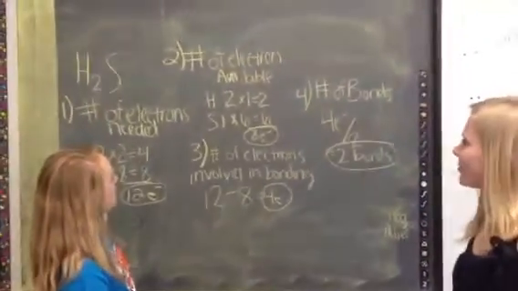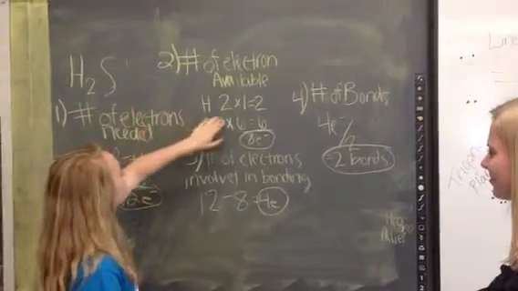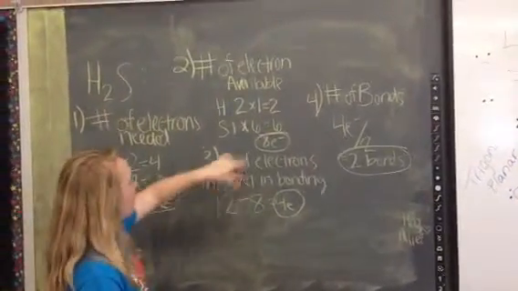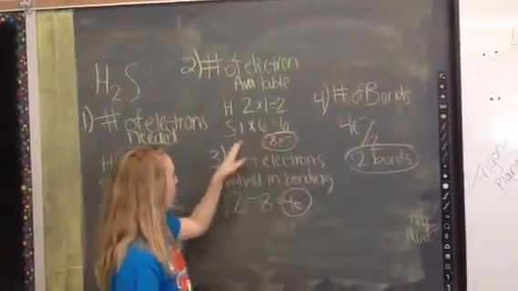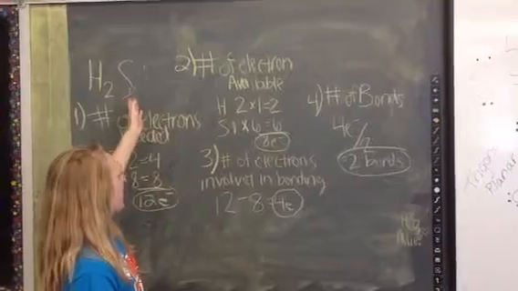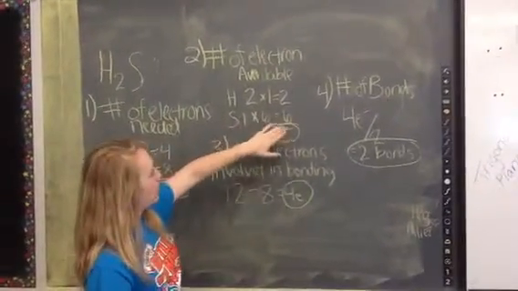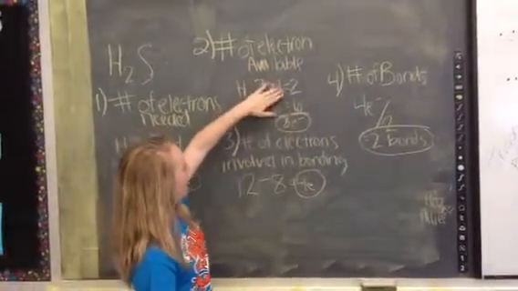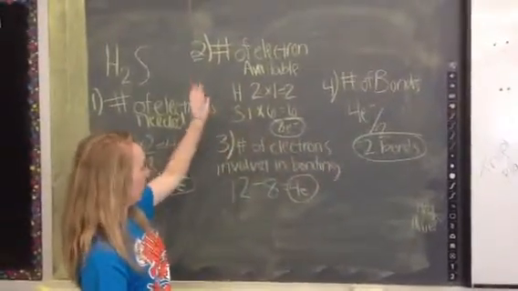The second step, you find the number of electrons available. Once again, you have 2 hydrogens in the equation. It has 1 valence electron. 2 times 1 is 2. And you have 1 sulfur in the equation. It has 6 valence electrons. And so 1 times 6 is 6. And you add these, and you get 8 valence electrons. You have 8 electrons available.